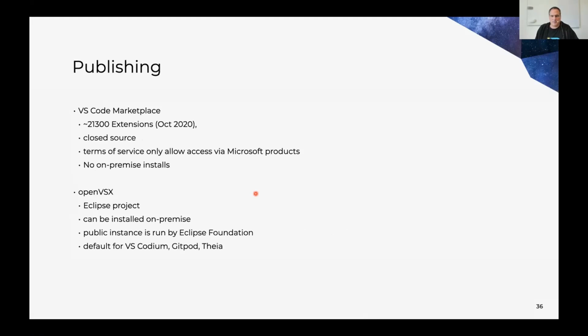And finally, once your extension is ready, you want to publish it. You could use the VS Code Marketplace, but unfortunately, only Microsoft products can connect to the VS Code Marketplace. So from Theia, Gitpod, VS Codium, it's not allowed. And that's why there's a new project. And that's called OpenVSX. It's also an Eclipse project.